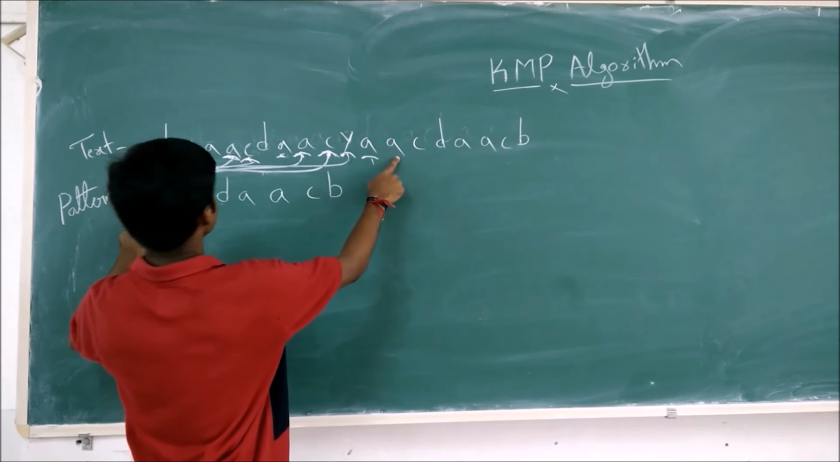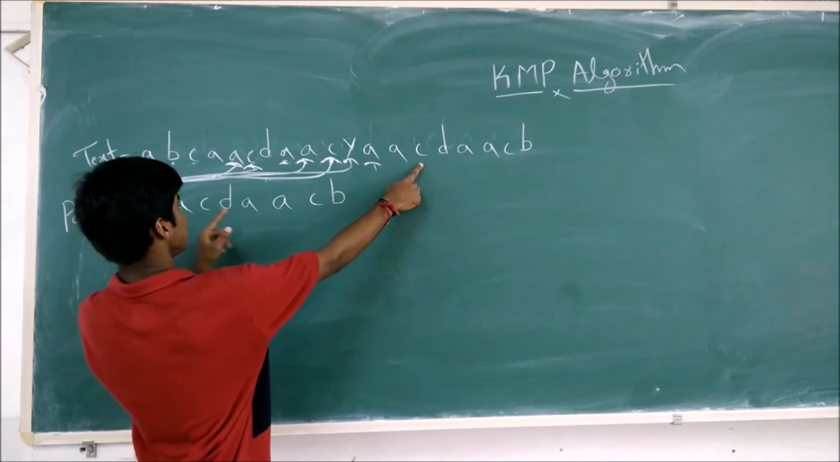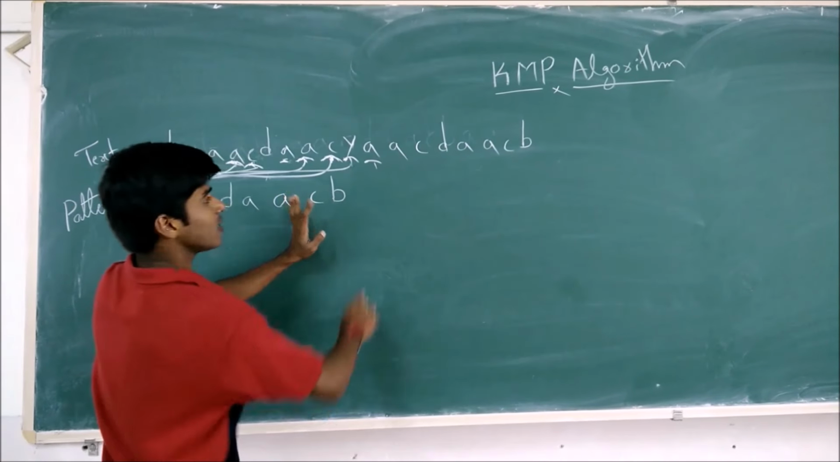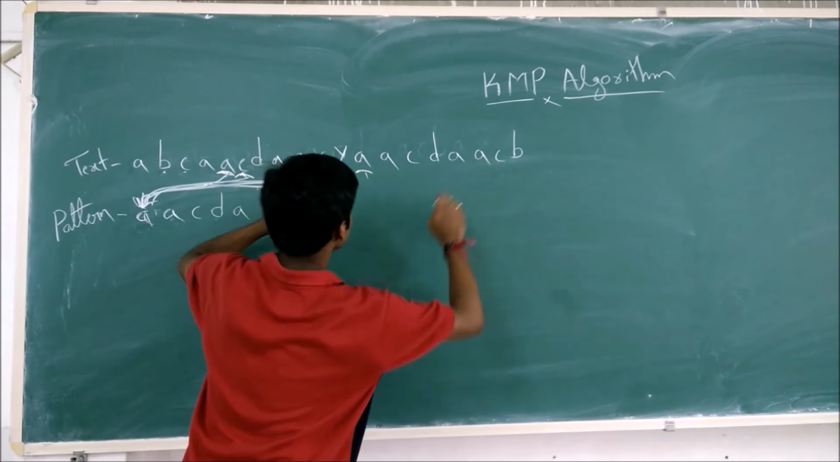A with A matches. A with A matches. C with C matches. D with D matches. A with A matches. A with A again matches. C with C matches. B with B matches.